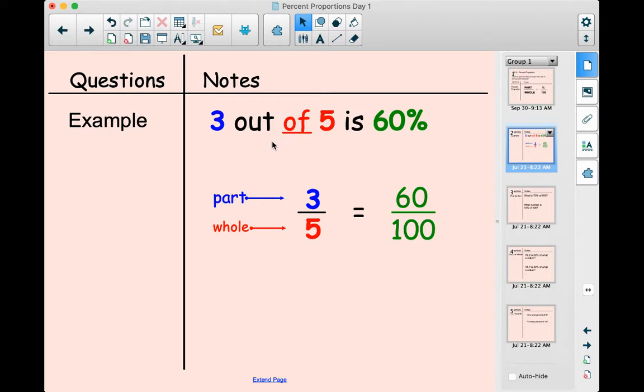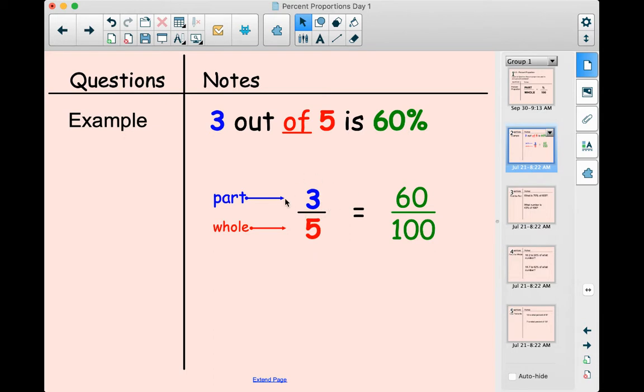So the percent is usually fairly obvious, right? Because it's usually got a percent sign by it. So 60% is what we're looking at in this case. This says 3 out of 5 is 60%. So the part is going to be some percent of the other number. So the part here is 3. The whole is going to be the number that we're finding the percent of, right? So we're dealing with 60%. We're finding 60% of 5. And that 60% is 3.